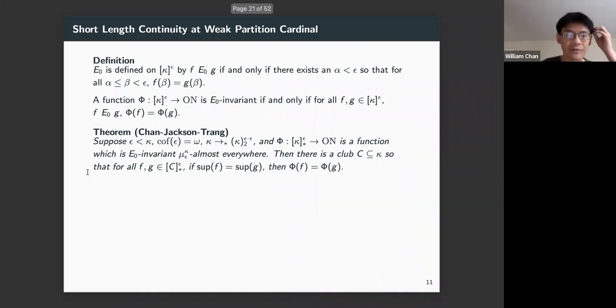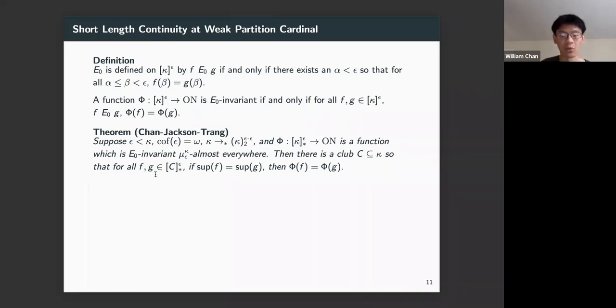Borrowing a term from descriptive set theory, define the E0 equivalence relation on kappa to the epsilon by saying that F is E0 related to G if and only if there is an alpha so that for all beta greater than alpha, F of beta equals G of beta. So they're related if after some point F and G are exactly the same. Say that a function phi is E0 invariant if and only if whenever F and G are E0 related, phi of F is equal to phi of G.